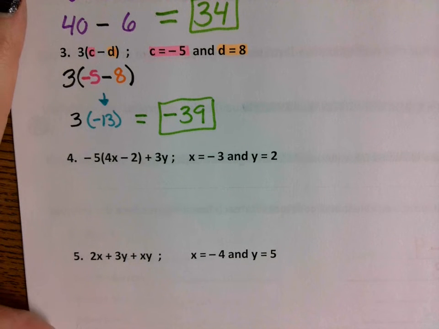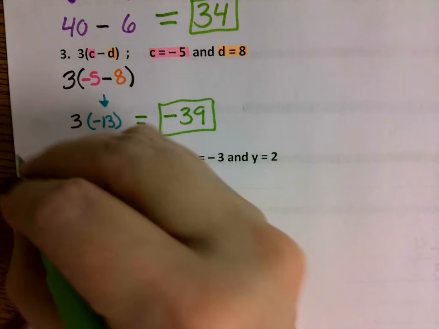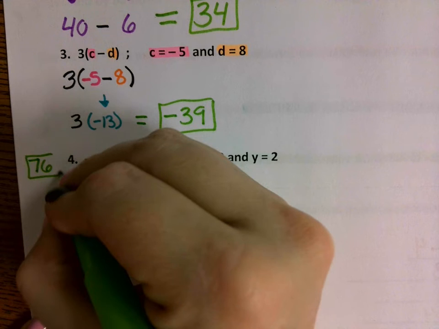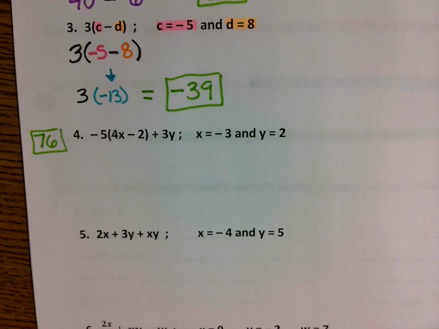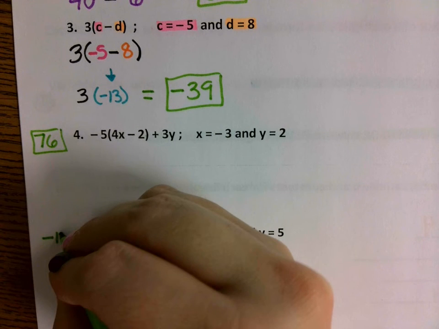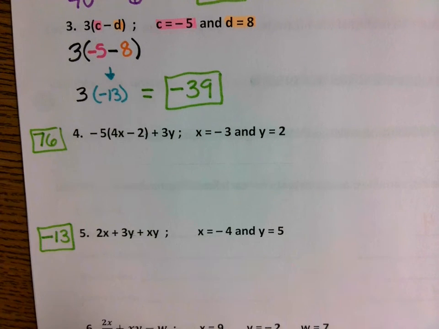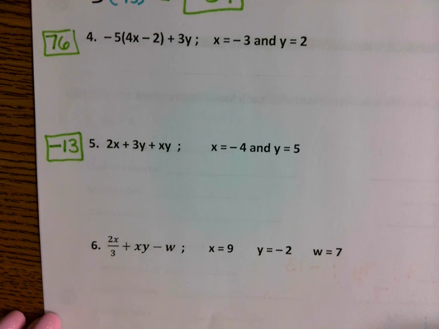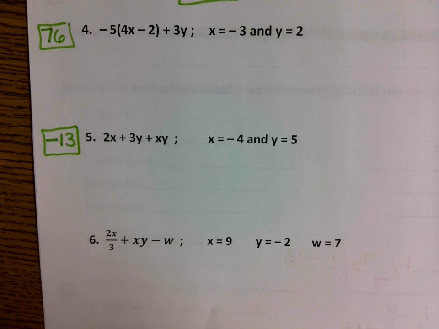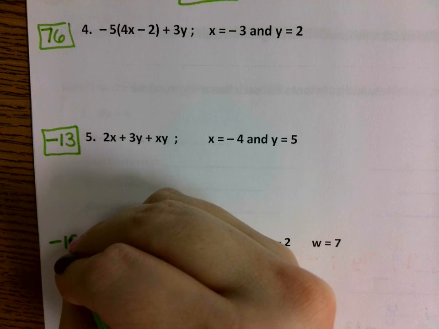So your final answer for number 4 should be a positive 76. I'm going to put that off to the side so that you know. The answer for number 5 is going to be a negative 13. So when you work through it, if you get negative 13, you got it right. And yeah, you can use your calculators for this, okay? Number 6, you should have gotten negative 19. So work through them.